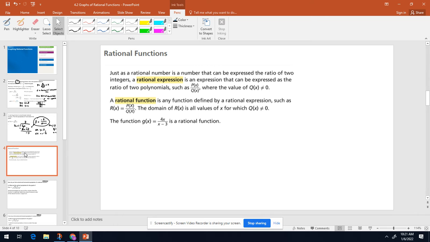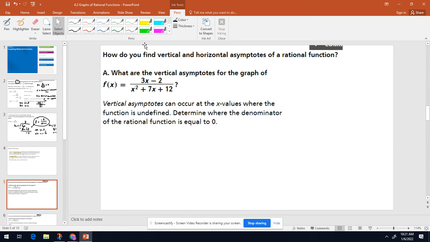Right now, we're going to be dealing with rational expressions to be able to graph those. So, how do you find vertical and horizontal asymptotes? The first thing we're going to talk about is vertical asymptotes. To find a vertical asymptote, we are going to set the denominator equal to 0.